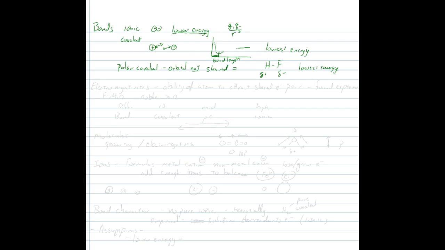The key indicator of what type of bond is more prevalent is electronegativity. Electronegativity is the relative ability of an atom to attract a shared electron pair.